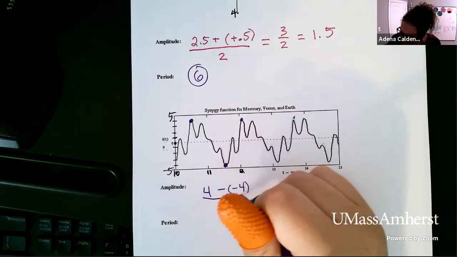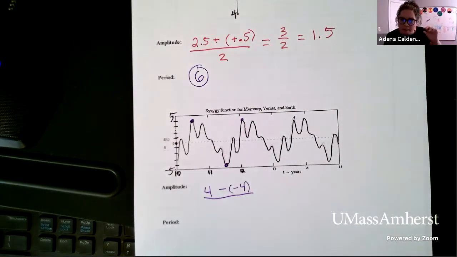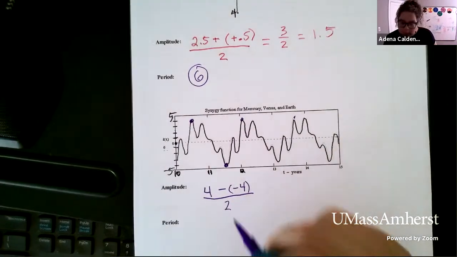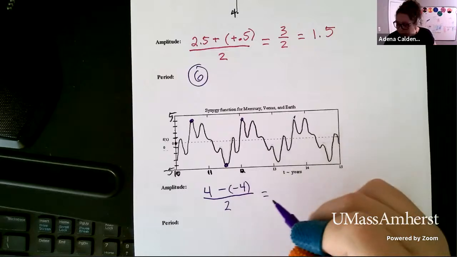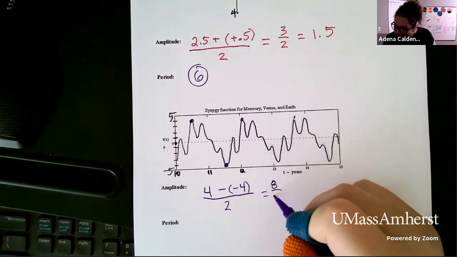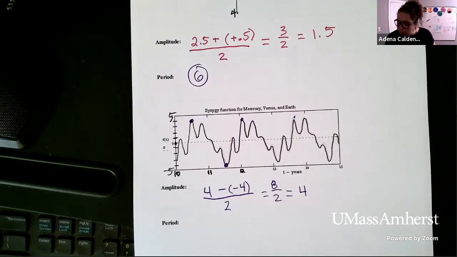Again, you may not have exactly the same thing. You may have said 3.5 or something like that. But as long as you're close to 4 in some general direction, you should be good to go. We have to divide by 2. Again, careful with the negatives. We end up with 8 over 2, which gives me an amplitude of 4.